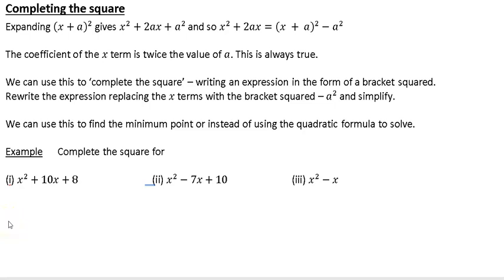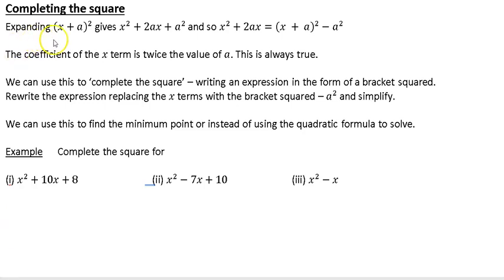In this video, we're going to look at completing the square. Completing the square is a method to change quadratic expressions, or quadratic equations, into a form so that they can be used to find either maximum and minimum values, or else they can be used to solve the quadratic equation. So it's an alternative to either solving by factorizing or solving by using the quadratic formula. So we're going to look at how we go about doing this.